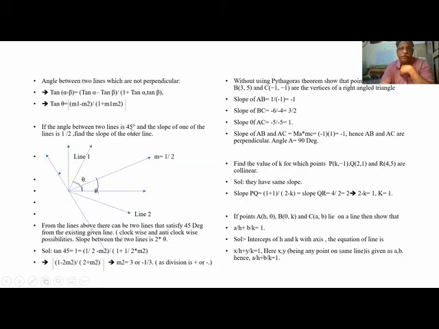If the angle between two lines is 45 and the slope of one of the lines is 1 by 2, find the slope of the other. So tan 45 is the angle given. Tan 45 is equal to m1 minus m2 by 1 plus m1 m2. When I solve, I get two values, 3 and minus 1 by 3. Why? Because there is a 45 on this side and there is a 45 on this side. This is line 2.